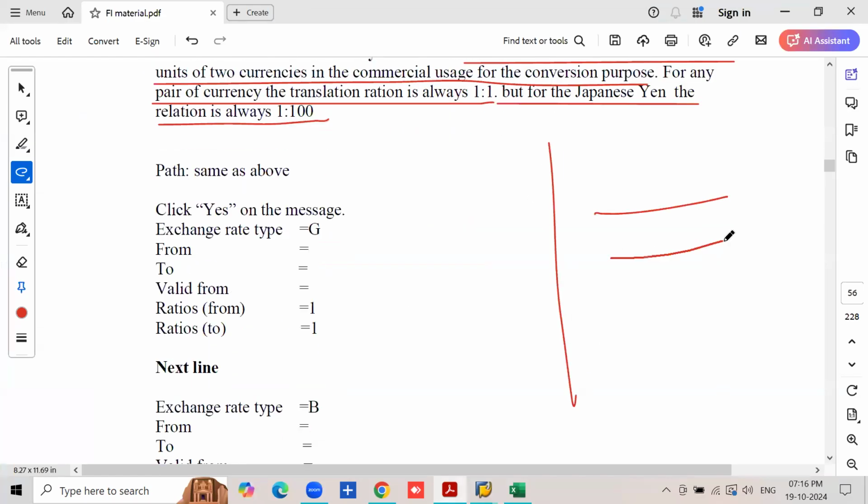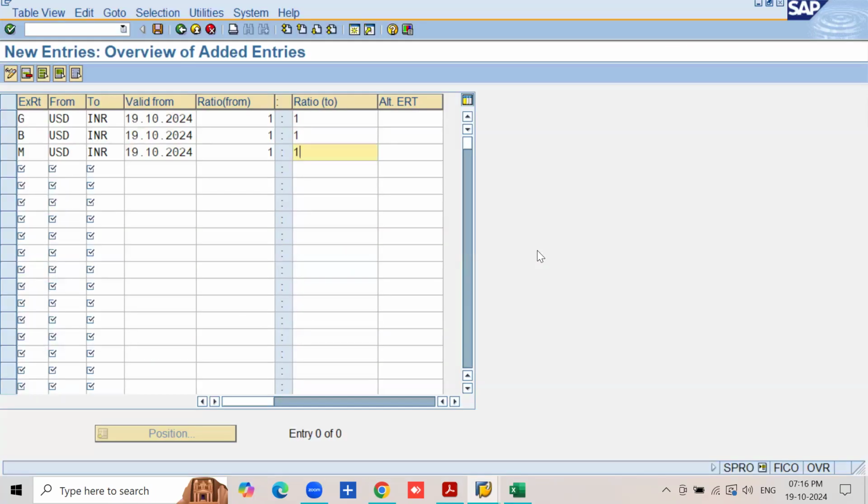Here some space is there. Write down: we have to define the translation ratios for each foreign currency with reference to the company code local currency, for each exchange rate type.